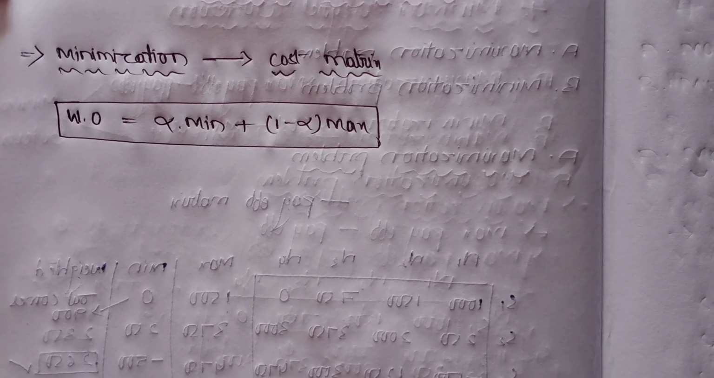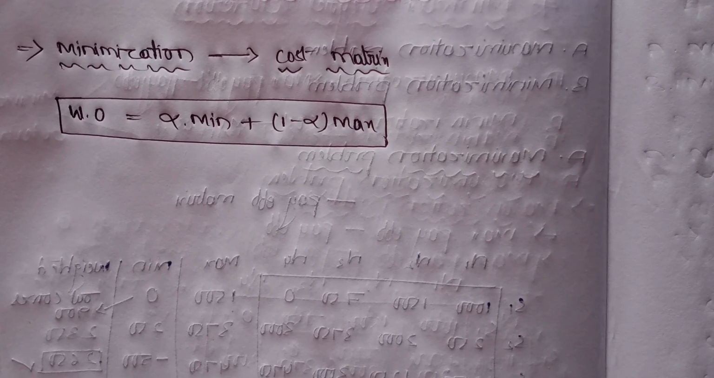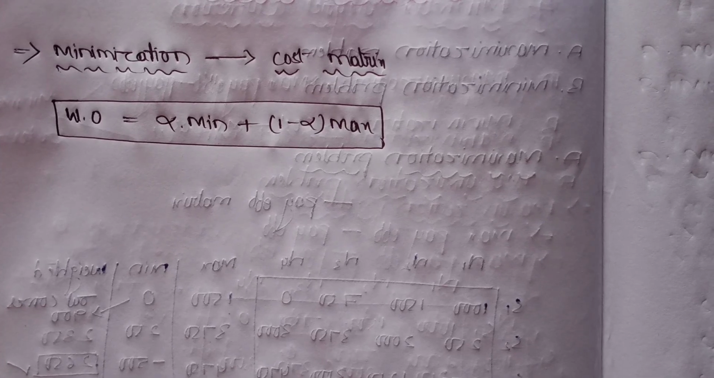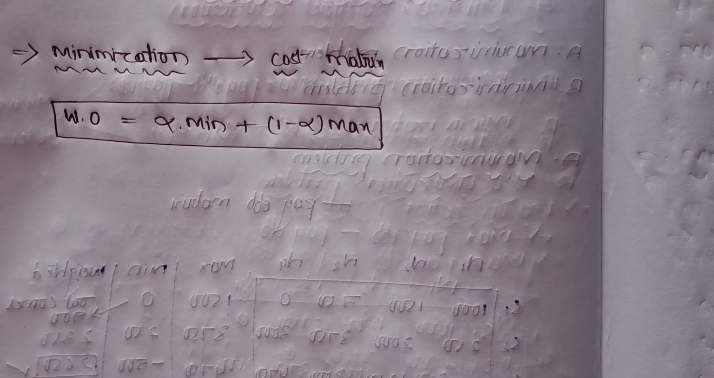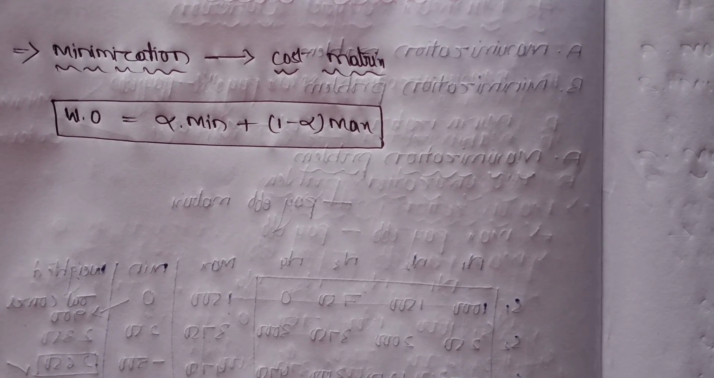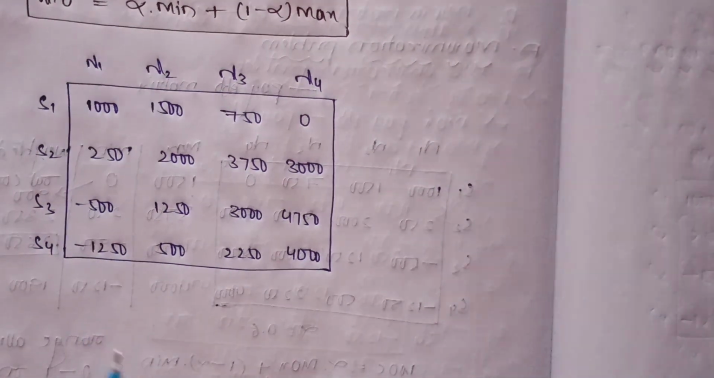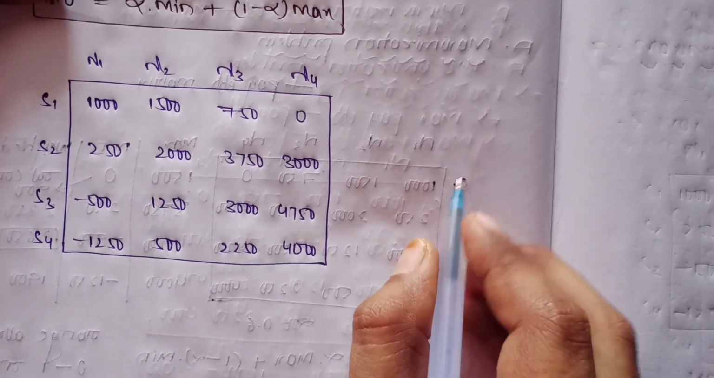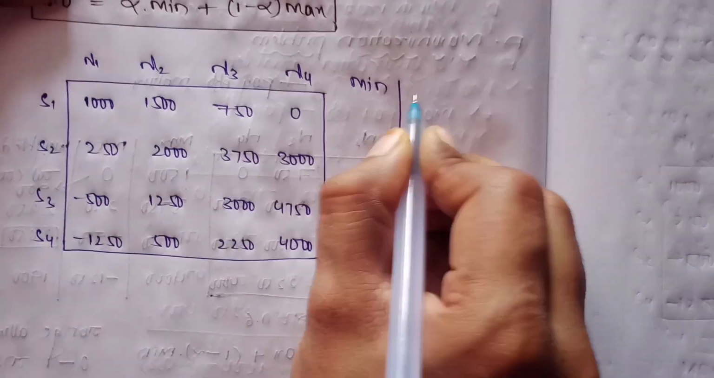So here the next one is the minimization problem. The minimization problem has a cost matrix. We have to use the formula: weighted outcome is equal to alpha into minimum plus 1 minus alpha into maximum. So while entering into the problem, we have to take the minimum and maximum value outcomes.